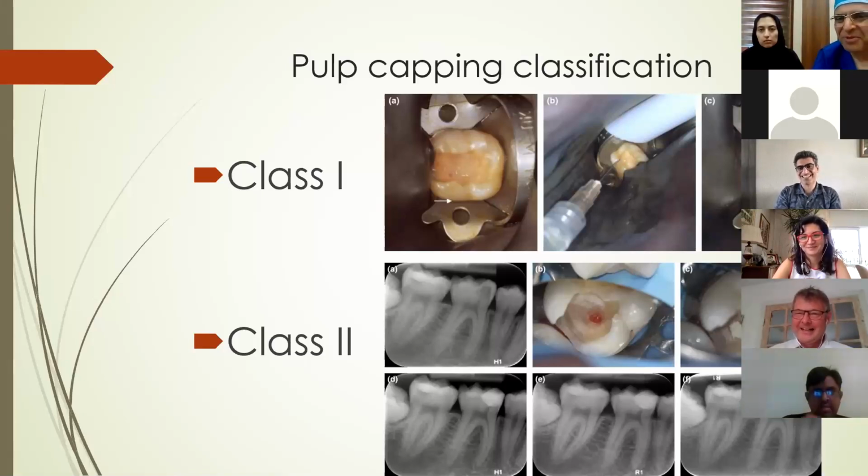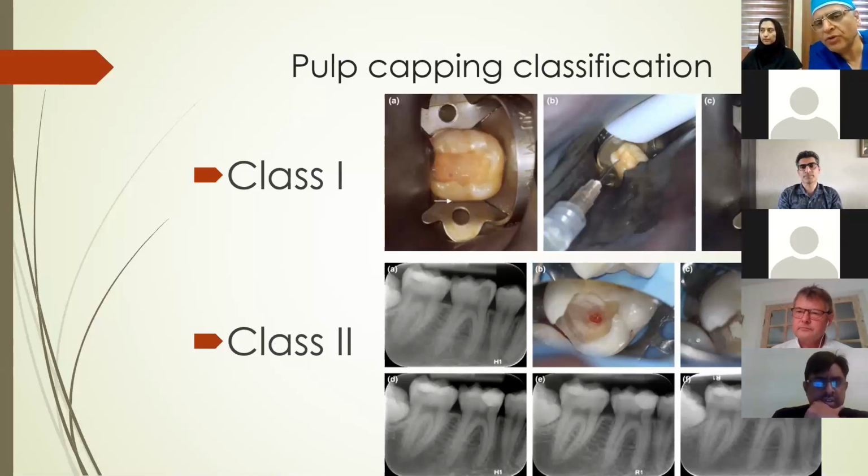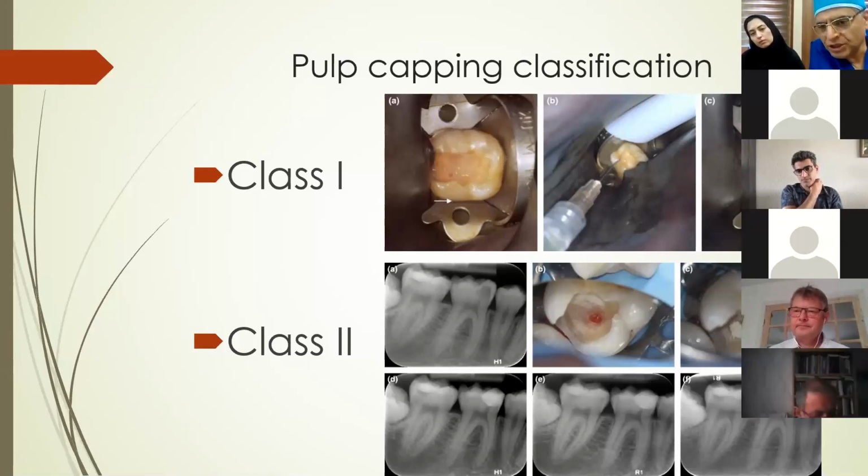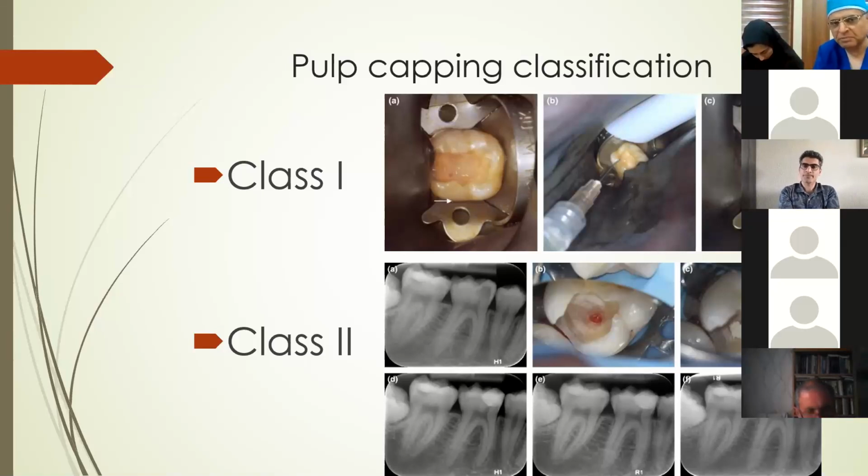So, I'm going to ask Venki to answer a very important question. Do you think that if we want to create some new evidence in the future, the etiology is important or the outcome is important? Because sometimes we confuse the outcome and the etiology in terms of extension of the caries.